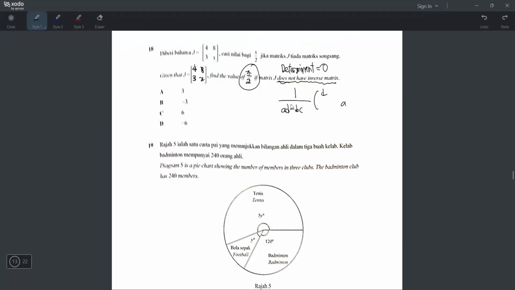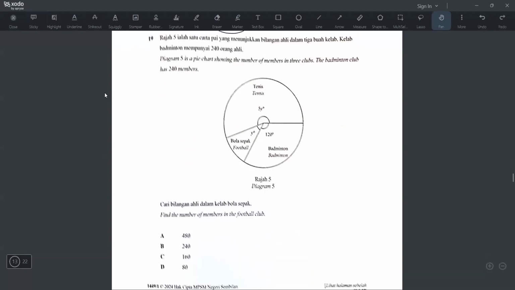Then why in this question do I make the determinant 0? Because they say it does not have an inverse. That means the determinant of this matrix will be 0. That means A times D minus B times C will be 0. That means 4 times x minus 8 times 3, which is 24, equals 0. If you find x, minus 24 becomes plus 24, and 24 divided by 4 is 6. So that's the x. But they want to find x over 2, so I have to divide by 2. And 6 divided by 2 is 3. You still have to take the answer and divide by 2. So that's the answer.